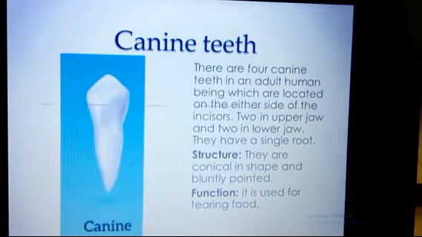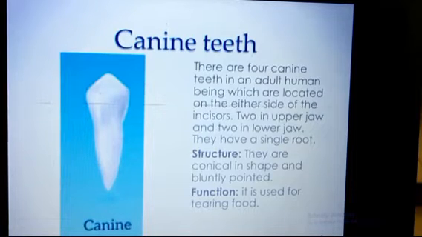2 in upper jaw and 2 in the lower jaw. So you can go back and look at the other picture and you will be able to see that. So when you look at the canine teeth, like we were saying, we have 2 in the upper jaw and 2 in the lower jaw.